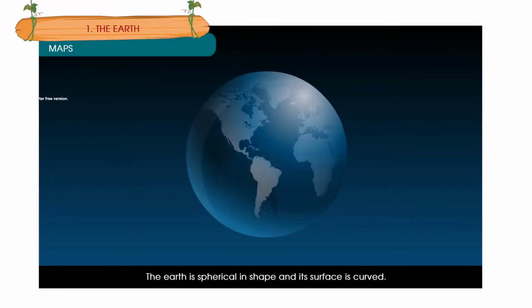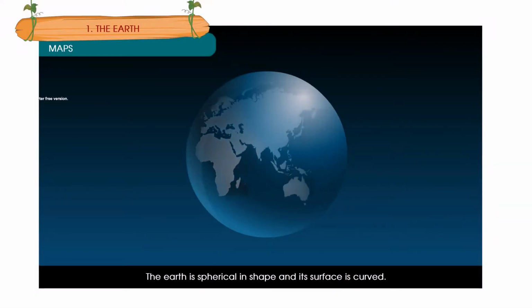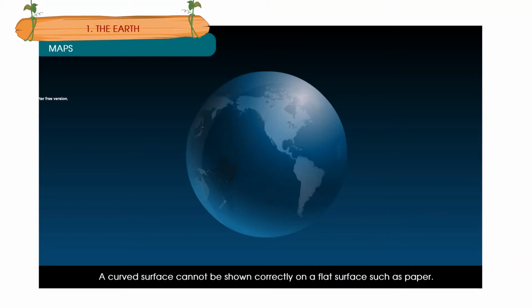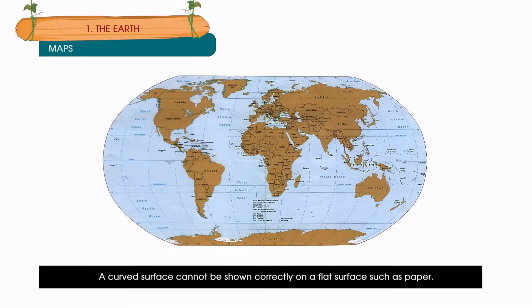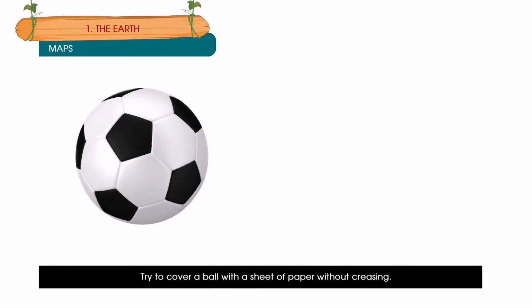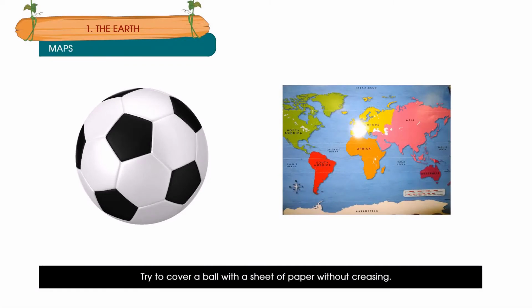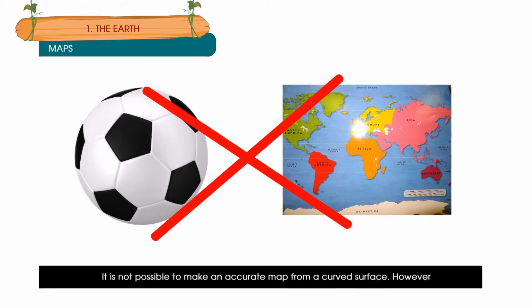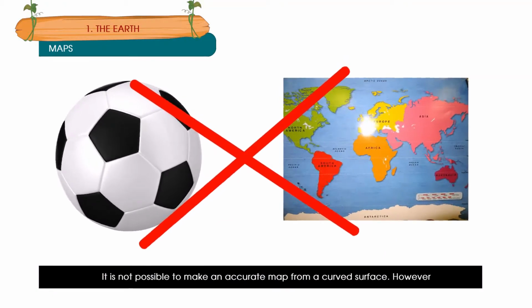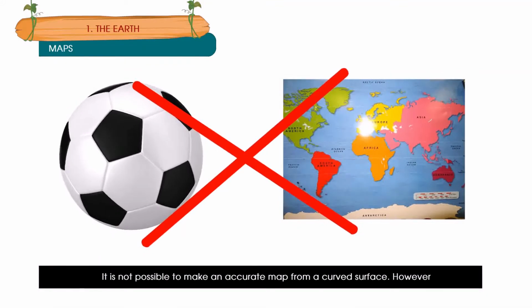Try to cover a ball with a sheet of paper without creasing. You will not be able to do it. It is not possible to make an accurate map from a curved surface. However, a map of a small area can be fairly accurate. Thus, a map is more useful to study the Earth and its parts.